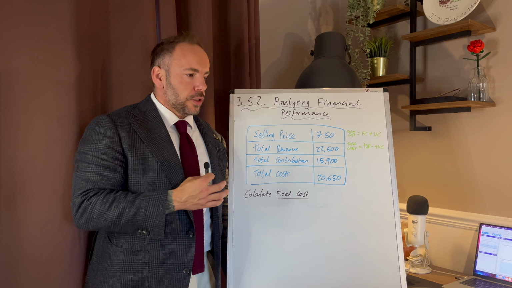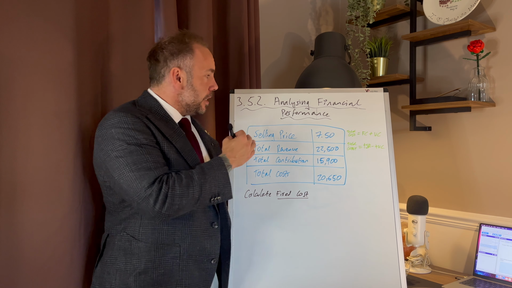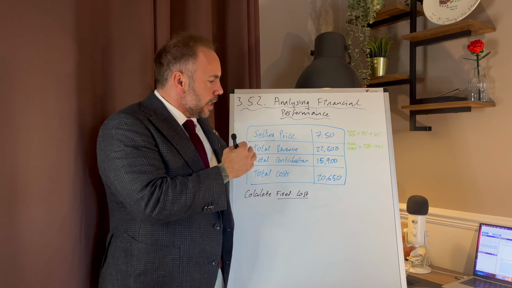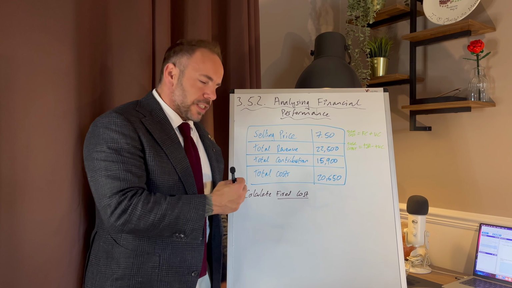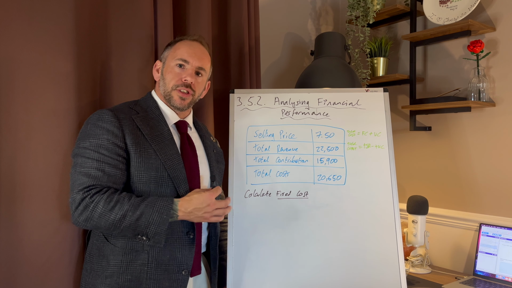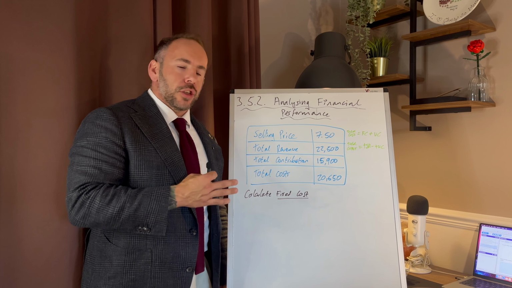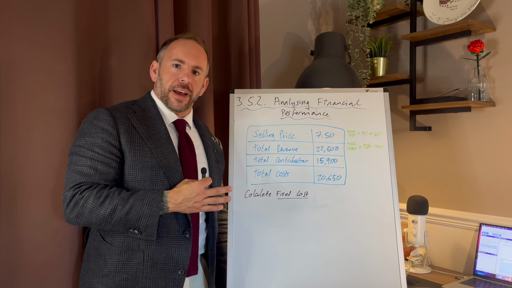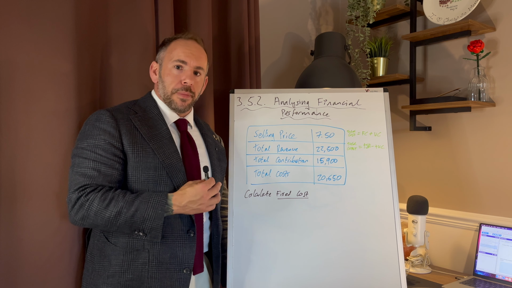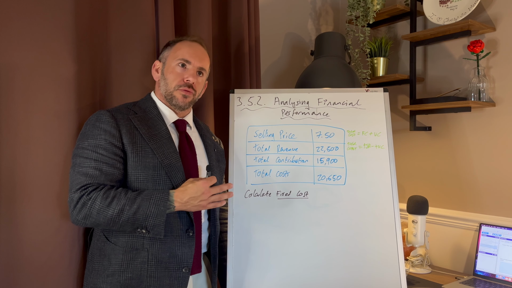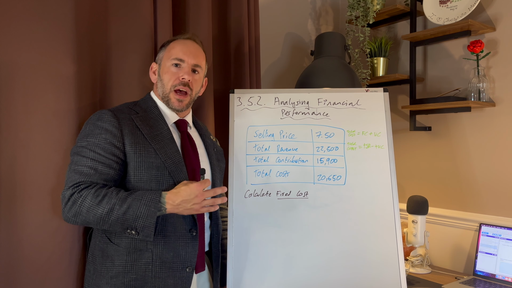All right. So it gives us these numbers here. It gives us selling price, total revenue, total contribution, and total costs. It gives us those numbers, and then it asks us to calculate fixed cost. It's the one that's not there. So here's my strategy of how to answer calculation questions. First of all, don't panic, because a lot of us would see that question and roll our eyes and move on. Let's break down what we know.